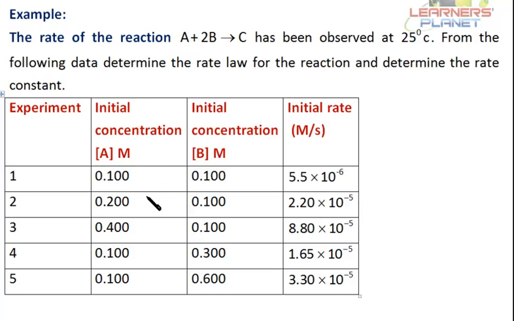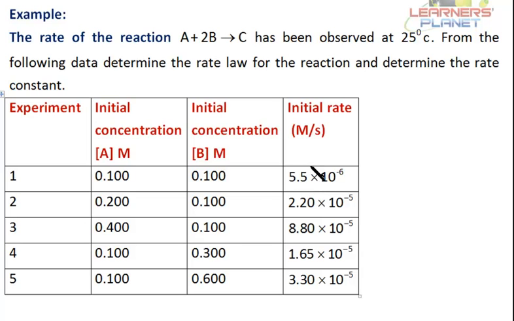the reactions or the experiments where the concentration of B is constant. Say in the first two cases, here the initial concentration of A is 0.1 molar. In experiment 2, the initial concentration is 0.2 molar. But in case of B, the concentration is constant, that is 0.1, 0.1. So the rate is determined with respect to A.